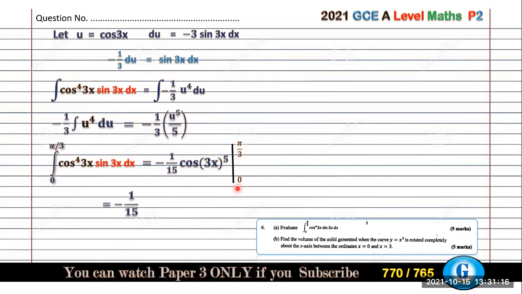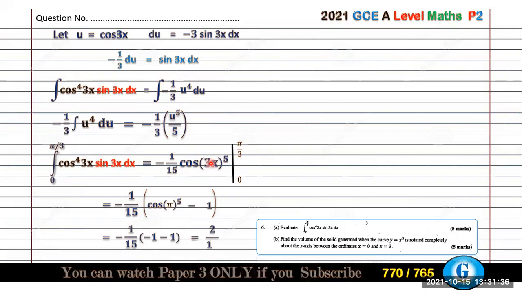Now, upper limit minus lower limit, you have minus 1 on 15 into cos of 3 times pi on 3, which is cos pi. Cos pi is minus 1. Minus 1 to the power 5 is minus 1, right? And then we have cos 0, because cos 0 is 1. So this gives us minus 1 minus 1. And this integral is 2 on 15. The integral here is 2 on 15.